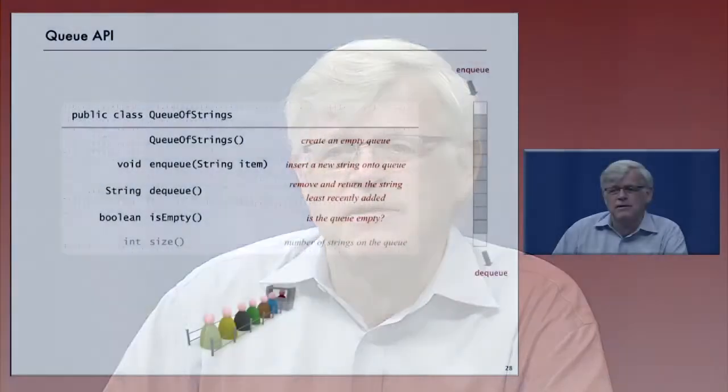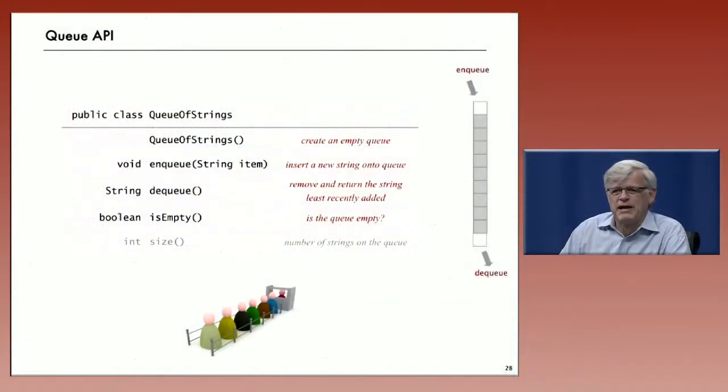Okay, next we'll briefly consider queue implementations using the same basic underlying data structures. So here's the corresponding API for queue of strings. Actually, it's the same API as for stacks, just the names are different. Instead of push, we have enqueue. Instead of pop, we have dequeue. And the semantics is different.